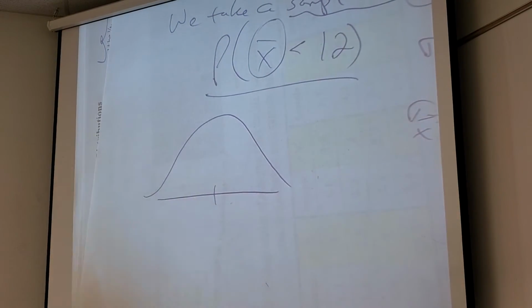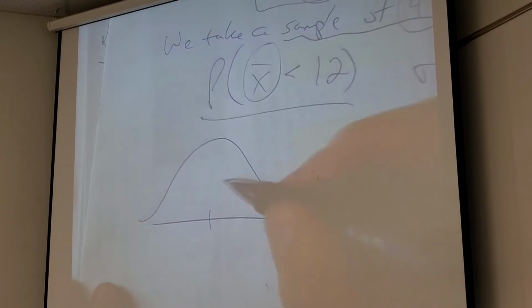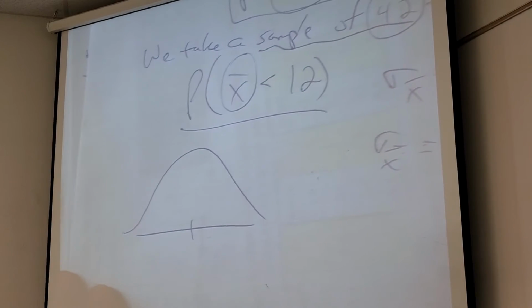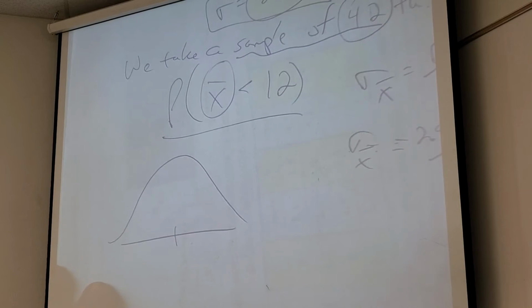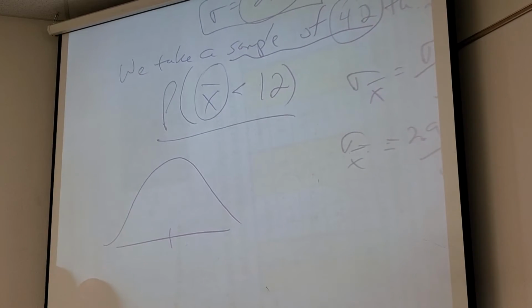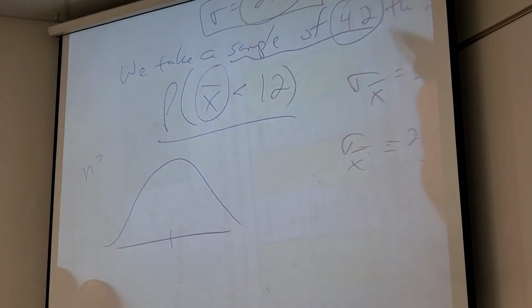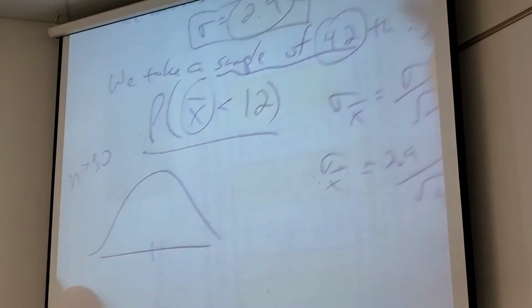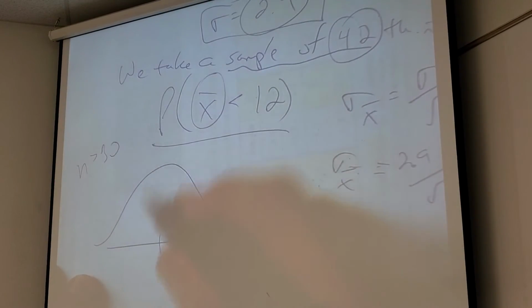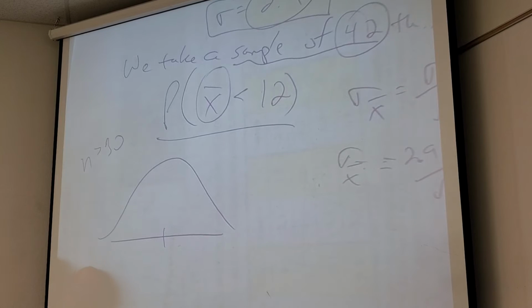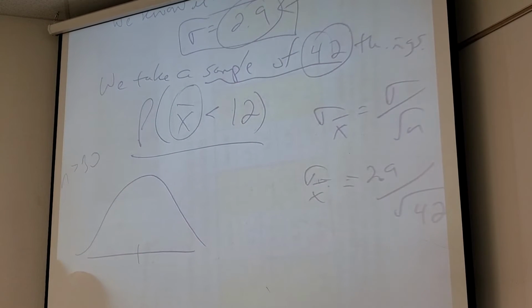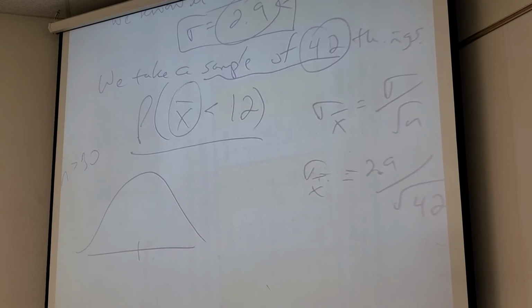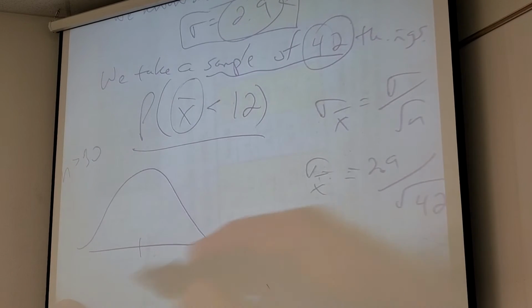What goes in the middle? Oh, by the way, why can I even draw this picture like this? How do I know it's normal? N is bigger than 30. My sample is bigger than 30, so I know the means will become normally distributed. Thank the gods. If I would have put 22 here, we would have been completely screwed. Actually, in a sense, it'd be an easy problem. You just say, can't do it.